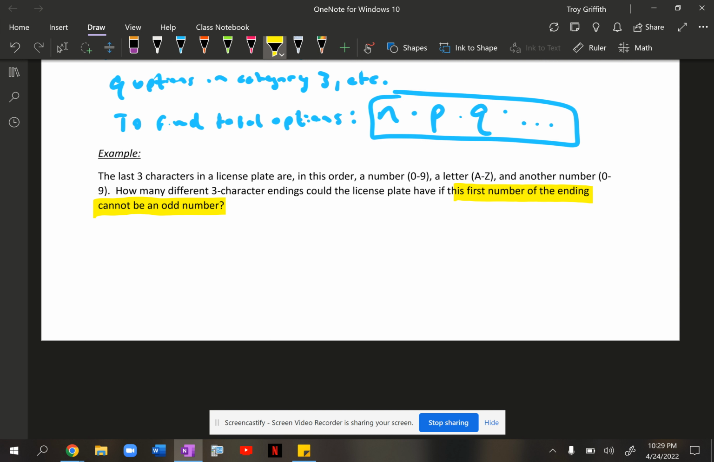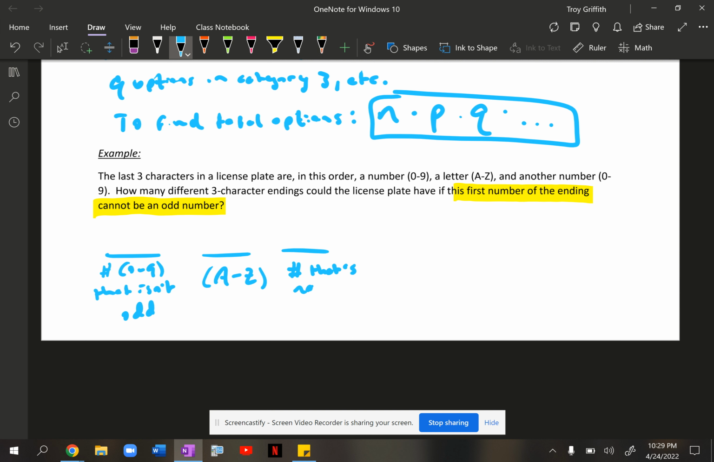Okay. Well, this fits into what we were just doing. There are 3 different slots to fill here. I'm going to call this the slot method, and we have different things that we have to put in each slot. So anytime I see one of these problems, I like to start out by putting 3 slots. Okay, here's the first character. The first character has to be a number from 0 to 9 that isn't odd. And the reason I'm saying that it can't be odd is because the last little bit of the problem says the first number of the ending cannot be odd. All right. Next one says a letter from A to Z. And then last but not least, it says another number.